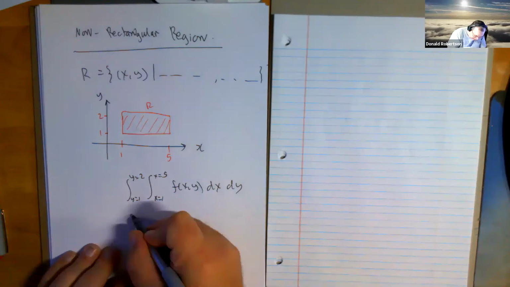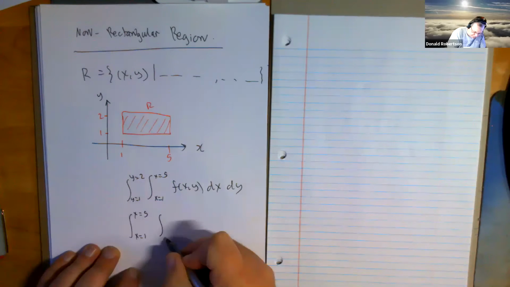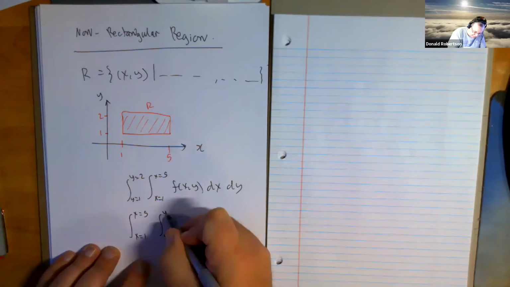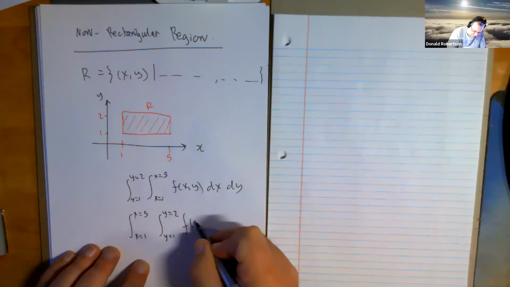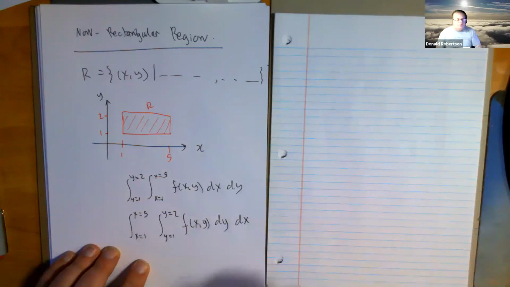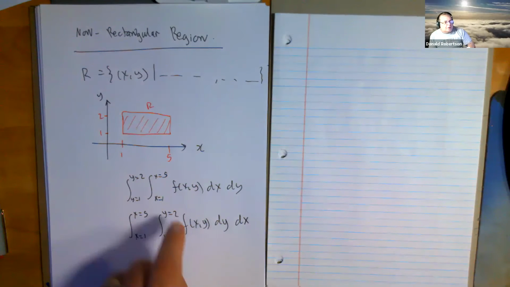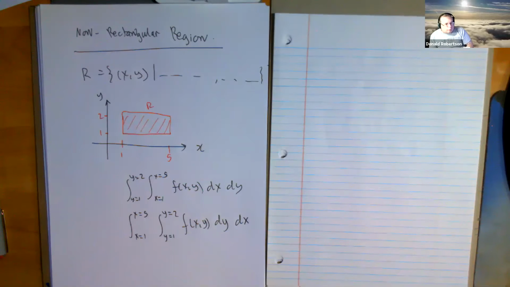Would it be okay in this question to switch the order of integration and the limits of integration? Would that also get you exactly the same answer as the one above? So when it's rectangular, there's really no preference. X first, y second, y first, x second.